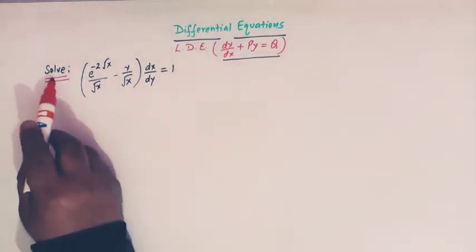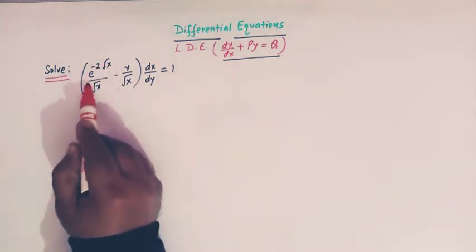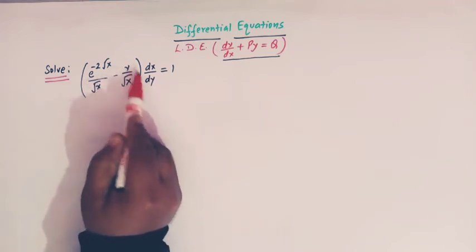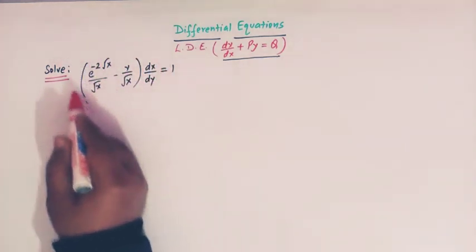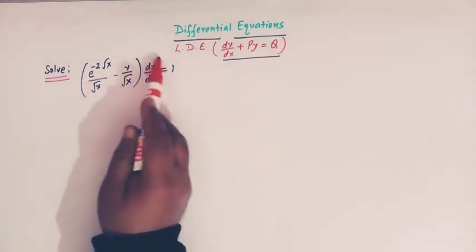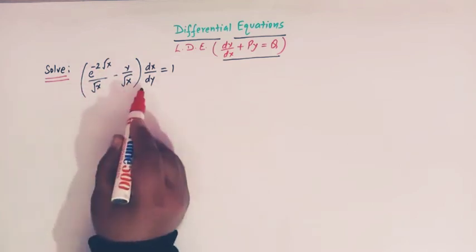So here we have to solve (e raised to minus 2 times square root of x over square root of x minus y over square root of x) dx over dy is equal to 1, right? So here we have to find the general solution of this differential equation, right? So let us first simplify this equation by rewriting it, right?